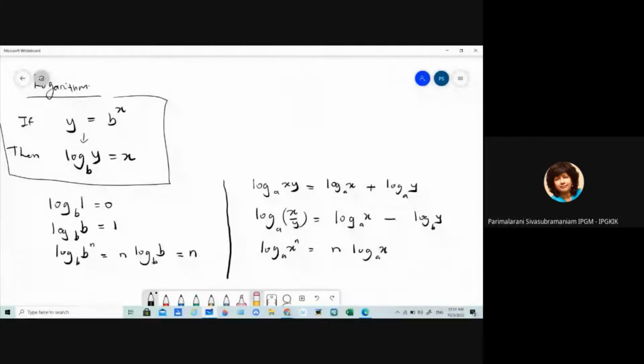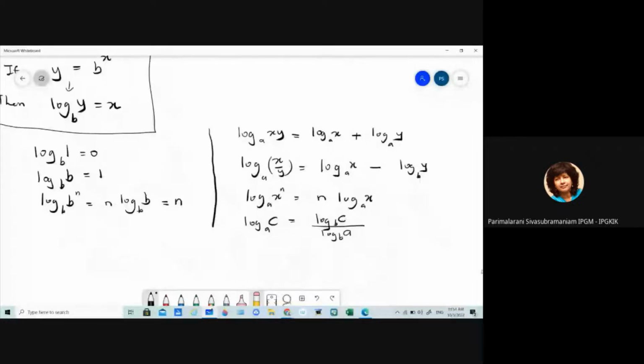The last one is if you want to change the base, say you want to change the base to b, this equals log c base b over log a base b. Okay, these are important rules for logarithm. This is what we need to memorize.